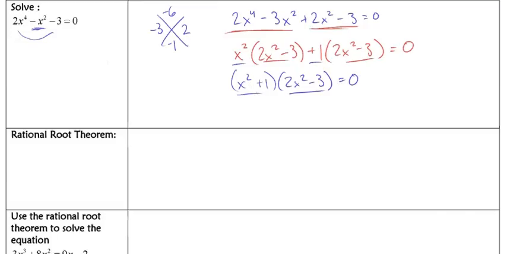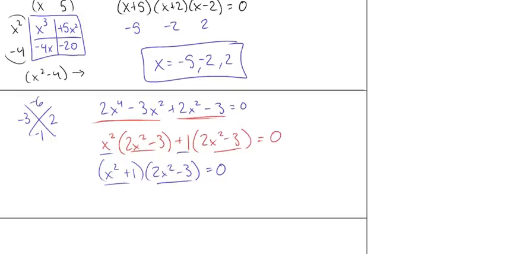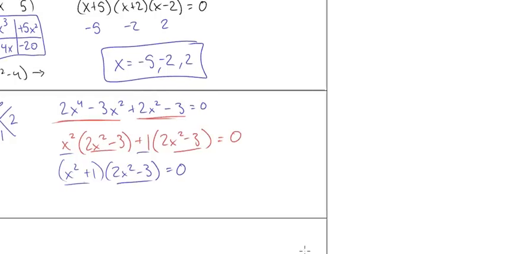Let me actually make this page a little bit bigger. All right, now we got a little more room. X squared plus 1 set equal to 0, so we'll subtract 1 from each side. And we have x squared equals negative 1. Take the square root of both sides and end up with x equals positive and negative i.